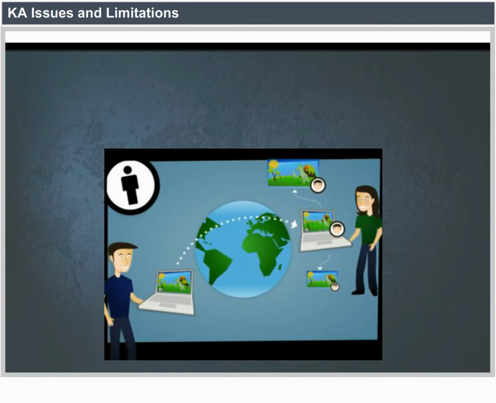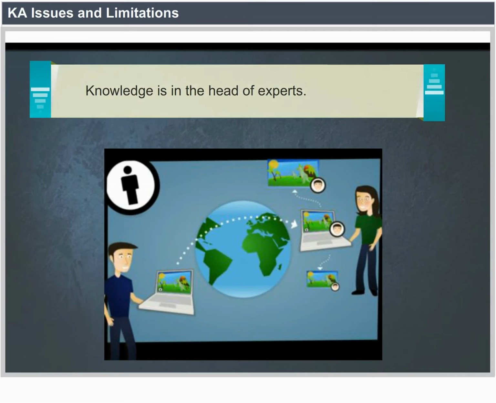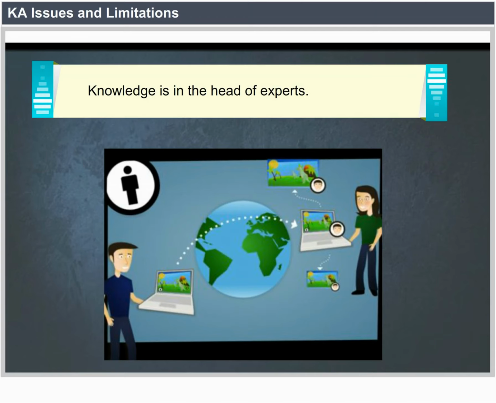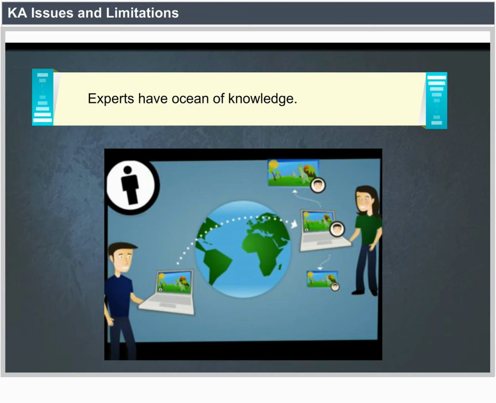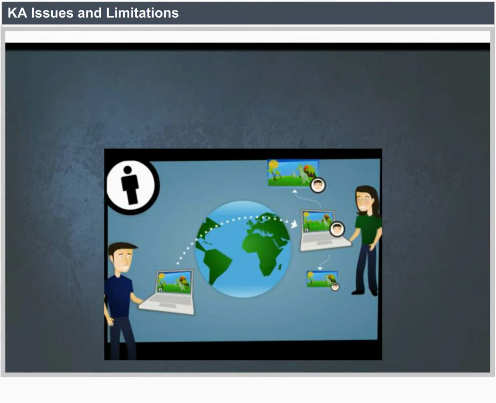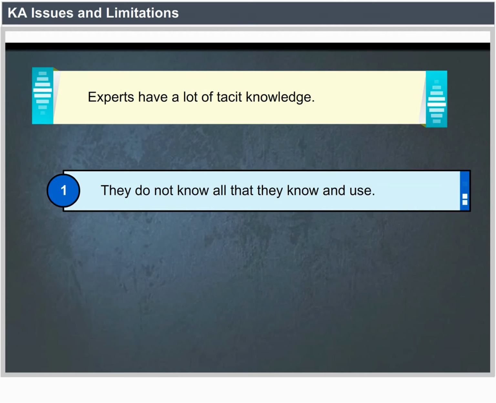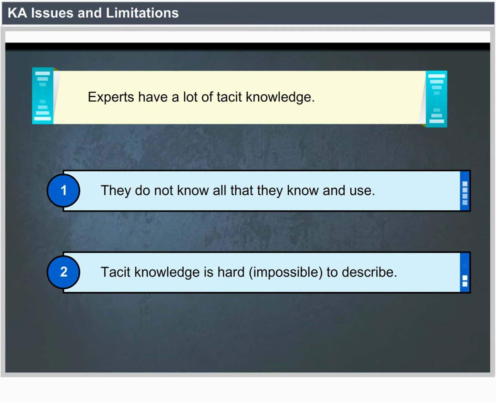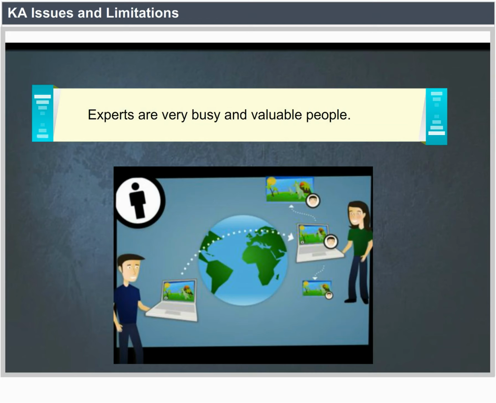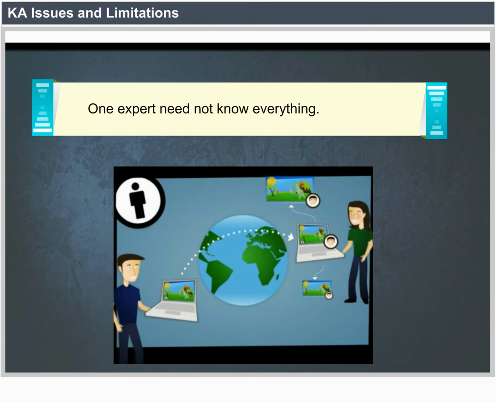KA issues and limitations. Knowledge is in the head of experts. Experts have an ocean of knowledge. Experts have a lot of tacit knowledge. They do not know all that they know and use. Tacit knowledge is hard, even impossible, to describe. Experts are very busy and valuable people. One expert need not know everything. Knowledge has a shelf life.